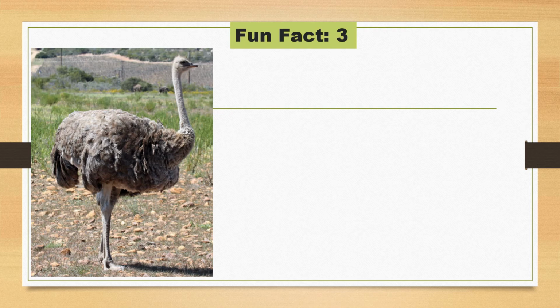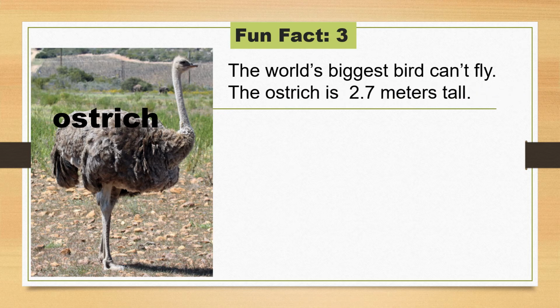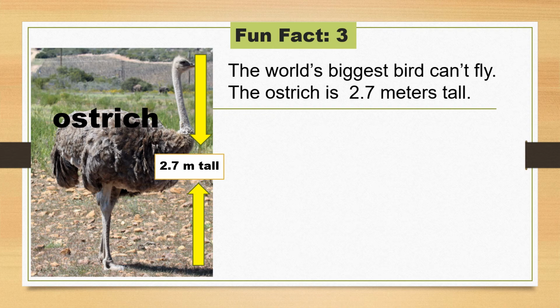Let us continue with the third fun fact about birds. The world's biggest bird that can fly, what is the name of this? It is called ostrich. The ostrich is 2.7 meters tall. If you are going to measure from this one and then going up, you're going to get the height. So it is 2.7 meters tall.